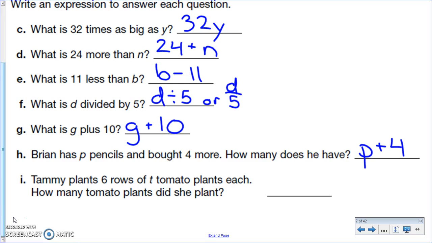For I, Tammy plants 6 rows of t tomato plants each, meaning we don't know how many she planted in a row. It's just that variable, so we're going to use a lowercase t for it. So how many tomato plants did she plant? So we're going to do 6 times t, so we're just going to write it as 6t.